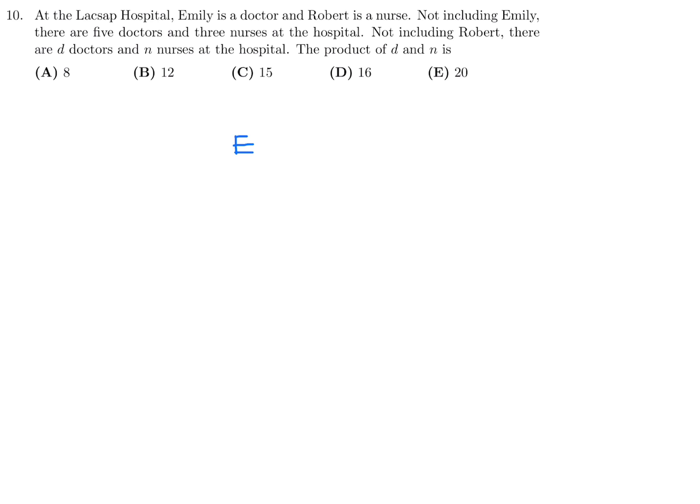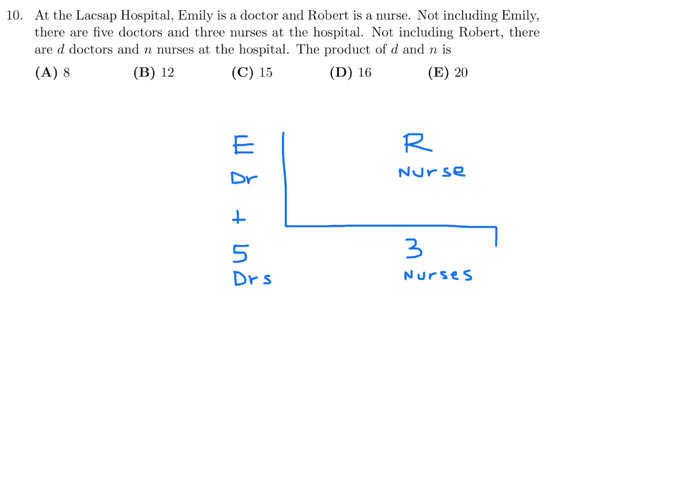Emily and Robert. So she is a doctor and he is a nurse. And not including Emily, there are 5 doctors. Okay, so that means there's Emily plus 5 other doctors. And 3 nurses. Okay, not including Emily. So this is the first scenario.